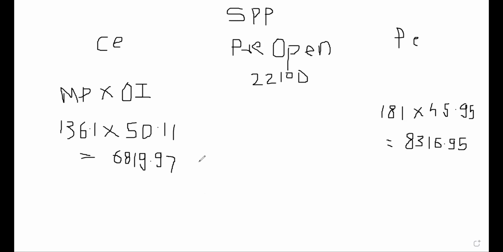Now next step, this plus this plus this divided by open interest of call and open interest of put. So first calculate this plus this: 8316.95 plus 6819 point something.